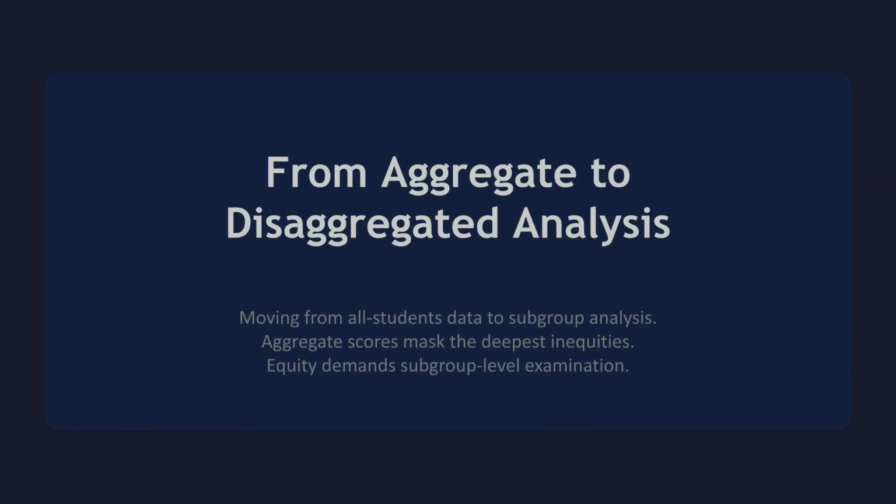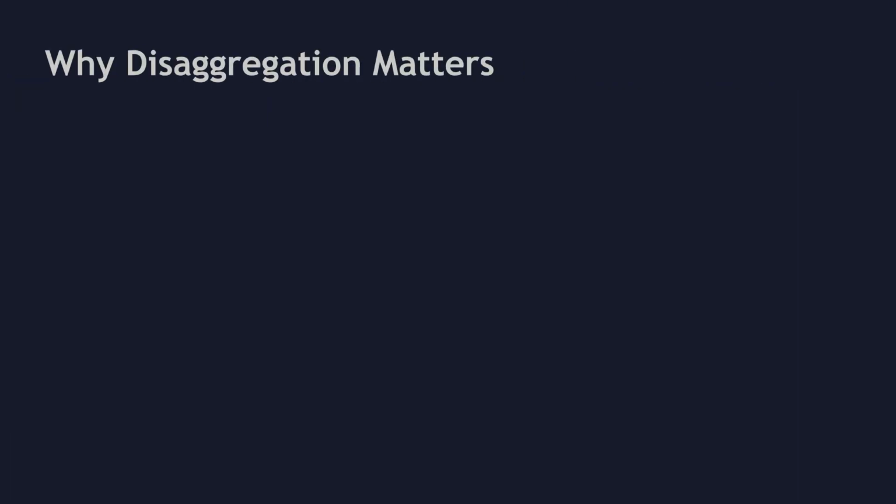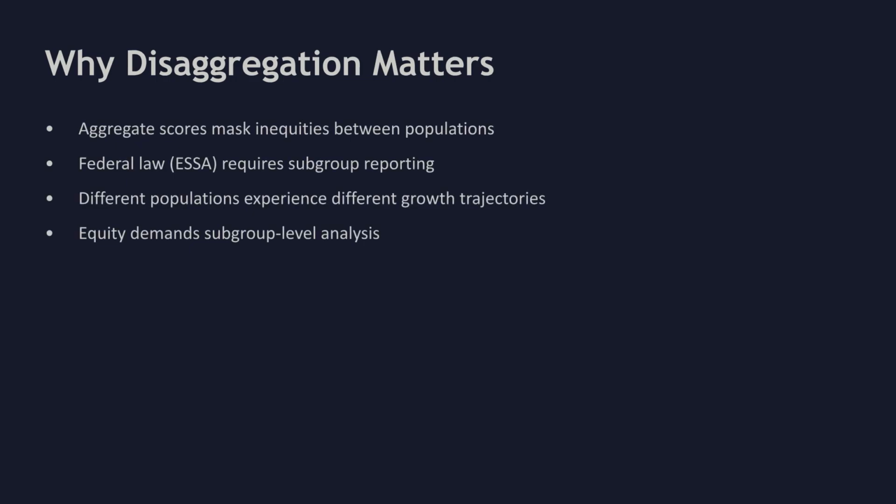We now transition from aggregate, all students' data, to a disaggregated analysis. Aggregate scores often mask deep inequities, and a true focus on equity requires examining data at the subgroup level. Disaggregation is crucial because aggregate scores hide inequities. Federal law requires subgroup reporting. Different populations have different growth trajectories, and equity demands this level of analysis.